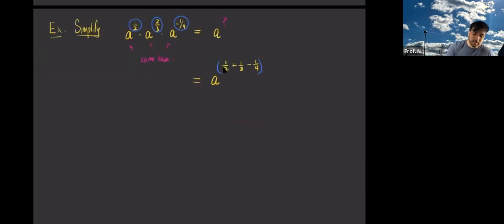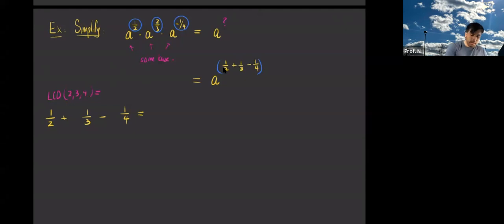So why don't we do that separately? So what's 1/2 plus 1/3 minus 1/4? How do you add fractions? I can't just add them like this. I need to have the common denominator. So what's the common denominator? Or the LCD as you call it. What's the LCD of 2, 3, and 4? Does anybody know the least common denominator?